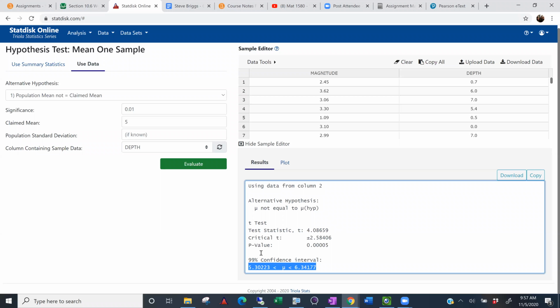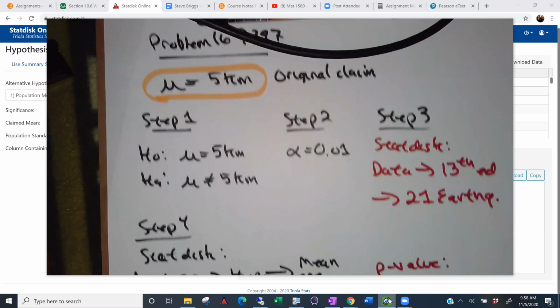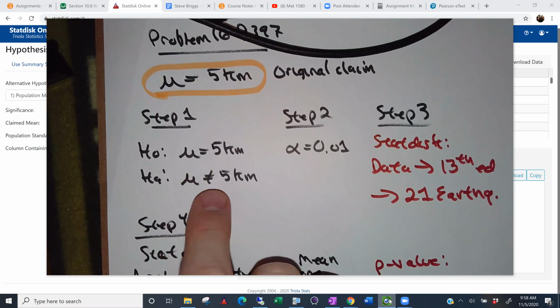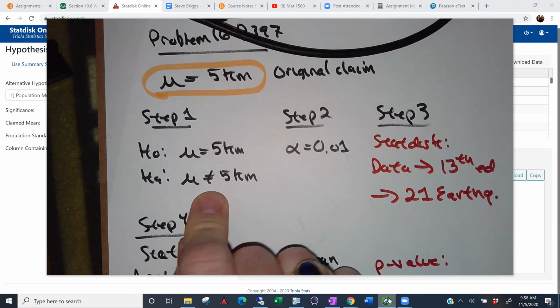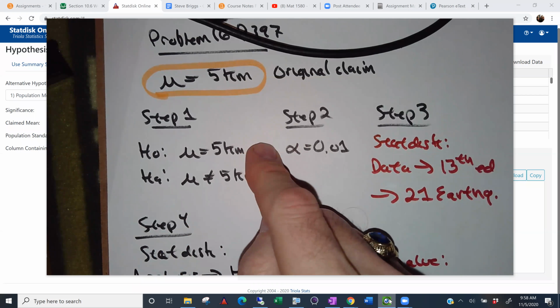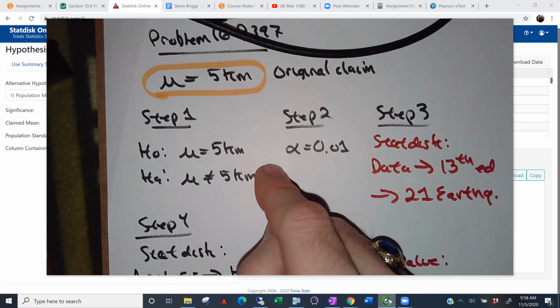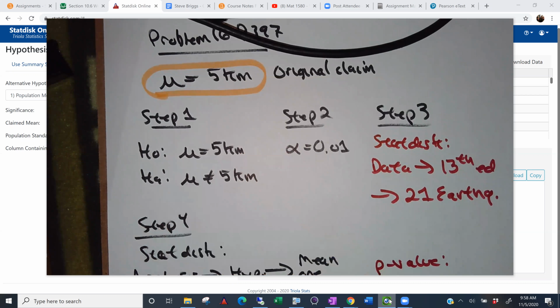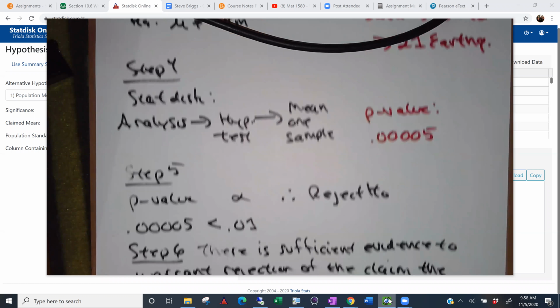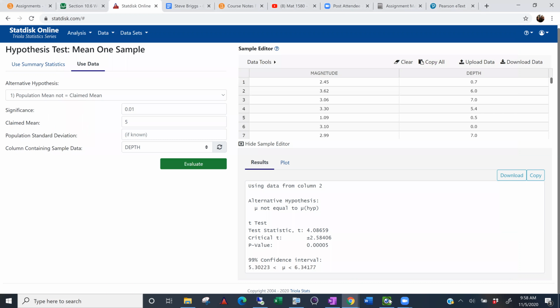Let's think of it though in light of our conclusion. Our conclusion, I appreciate your participation here. Our conclusion was not that mu equals 5 kilometers, but that it was different than 5 kilometers, right? So if we constructed a confidence interval, should that confidence interval have 5 as one of the possibilities? No. If we rejected H naught, we're saying this isn't true, and our confidence interval probably shouldn't contain that.